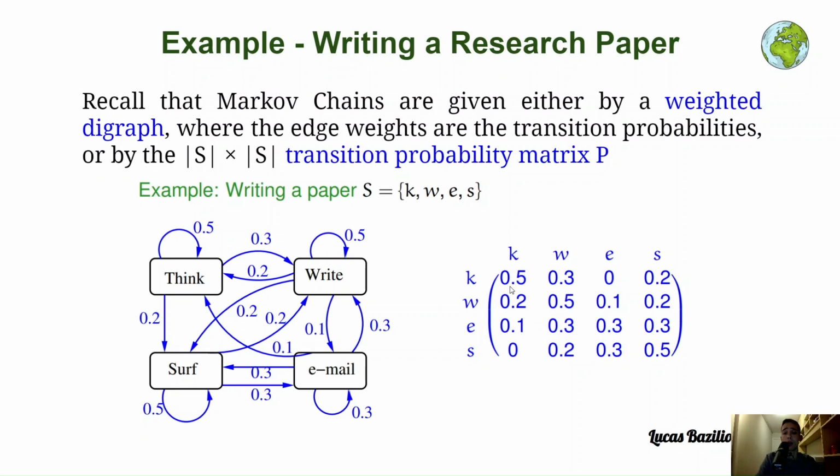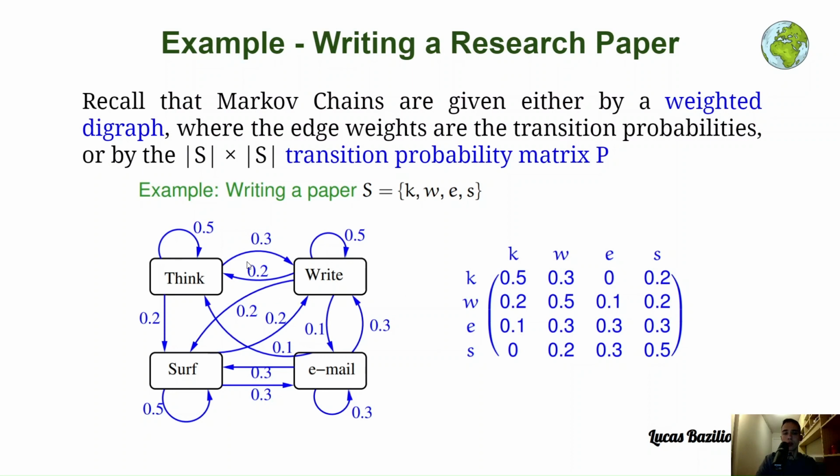From the state K, we go to the same state K with probability 0.5. We go to the node right with probability 0.3. So we can see in here how we go to the state W with probability 0.3. So we can already see how the node right is the state W. We go with probability 0 to the state E.